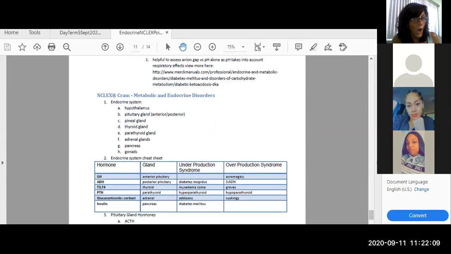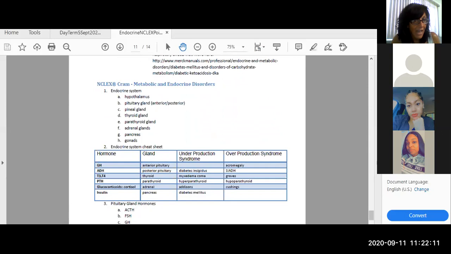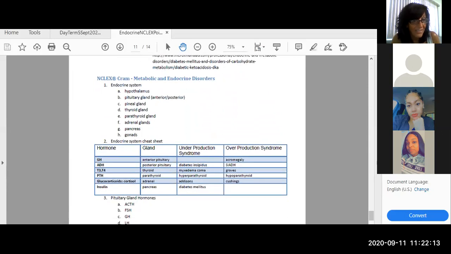He gives you a little chart here. The thing that's helpful about this is that you don't need to worry about growth hormone, but antidiuretic hormone has to do with insipidus and SIADH. Your T3 and T4 have to do with your thyroid. Glucocorticoids and cortisol have to do with Addison's and Cushing's, and insulin is from the pancreas and has to do with diabetes mellitus.